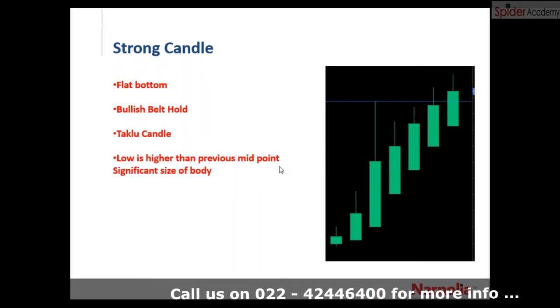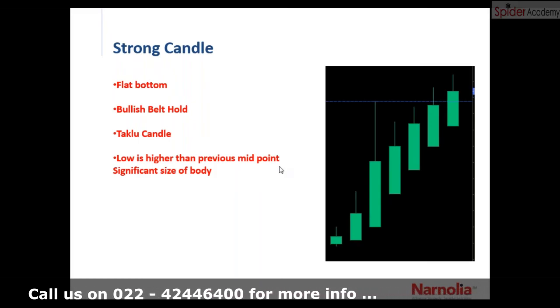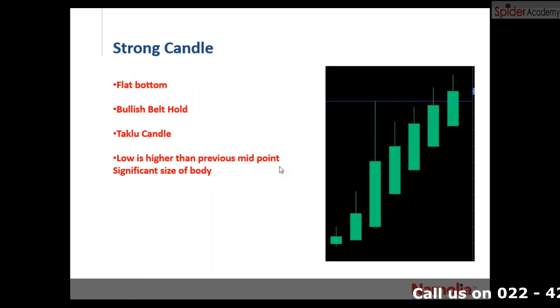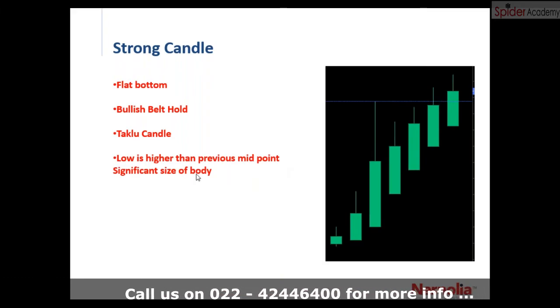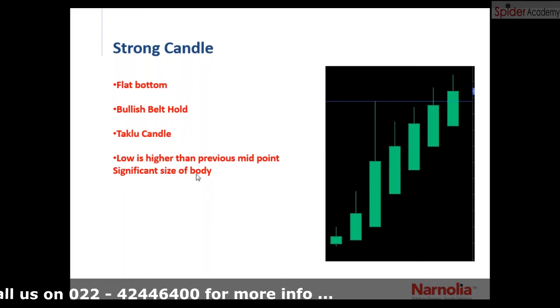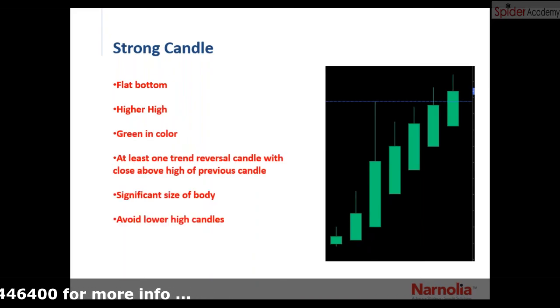Now, if you understood, I'm talking about a strong candle. A lot of people have started making decisions. If there's a strong candle I see on a chart, what am I going to do? What will be my action? That we'll see later on. Low is higher than the previous midpoint, with a significant size of the body. Okay, so this is a strong candle. Now you understood what a strong candle is.